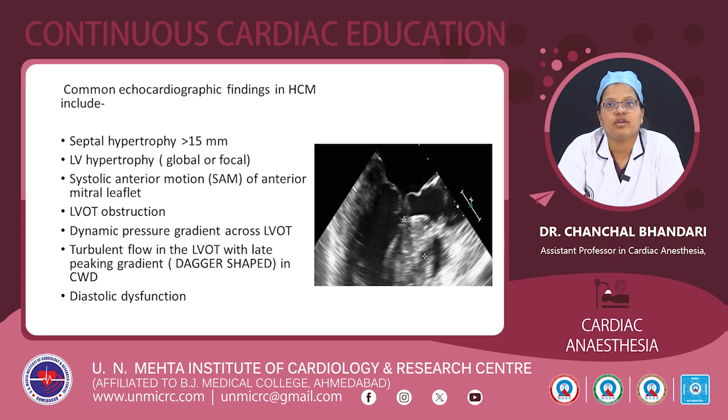The common echocardiographic findings include septal hypertrophy as you can see in the diagram, more than 15 mm, and it is usually asymmetric. There is LV hypertrophy, global or focal. There is a systolic anterior motion of the anterior mitral valve leaflet. There is a left ventricular outflow tract obstruction and a dynamic pressure gradient across the LVOT and turbulent flow in the LVOT with a late peaking gradient. Like in mid to late systole, there is a gradient which is dagger shaped on continuous wave Doppler, and diastolic dysfunction.